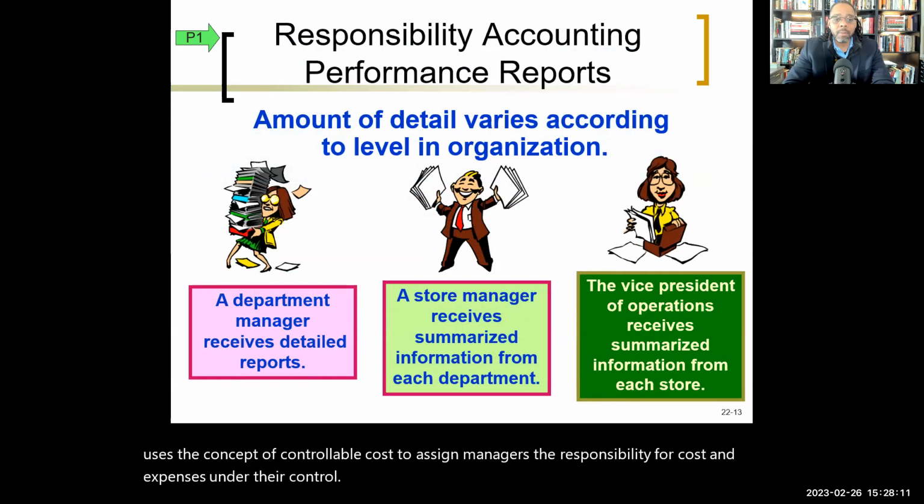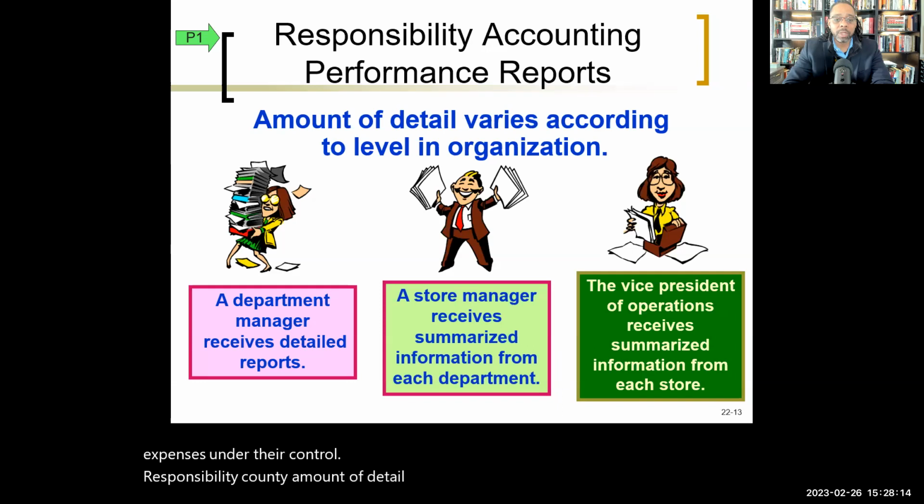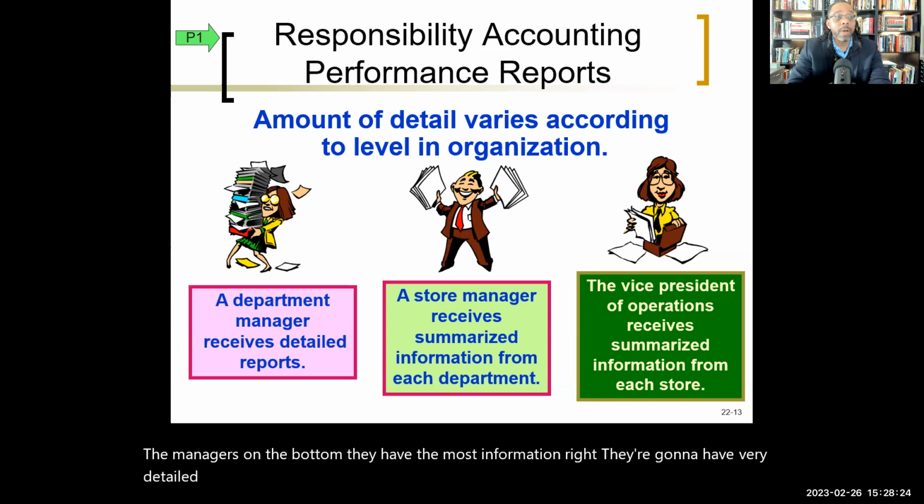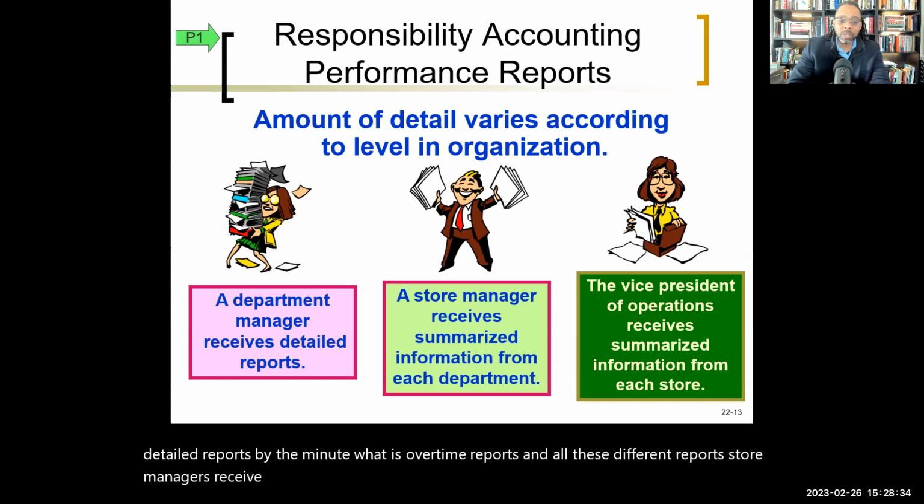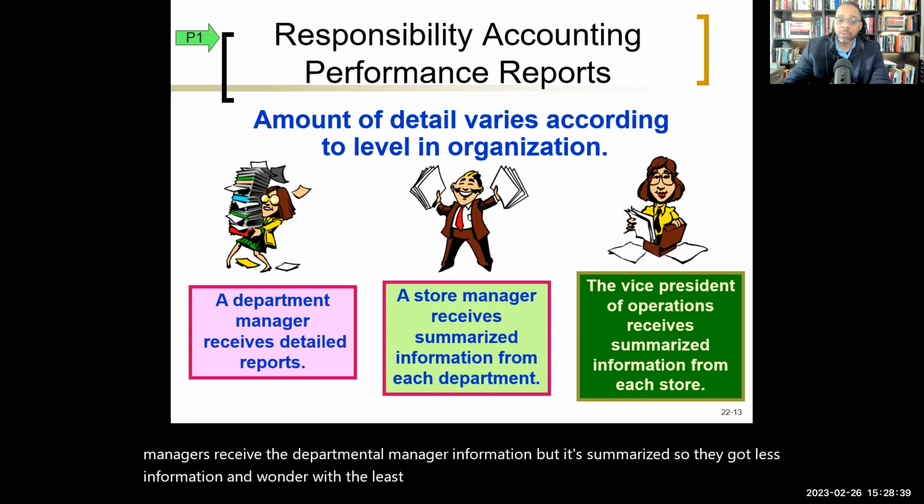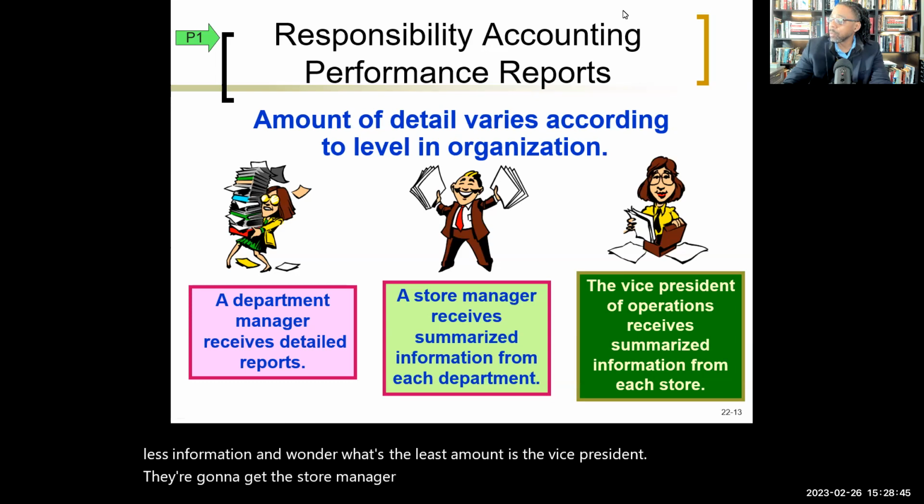Responsibility accounting: the amount of detail varies according to the level of organization. The managers on the bottom have the most information, right? They're going to have very detailed reports, by the minute, overtime reports, and all these different reports. Store managers receive the departmental manager information, but it's summarized. So they get less information, and the one with the least amount is the vice president. They're going to get the store manager information, but in a more condensed form.